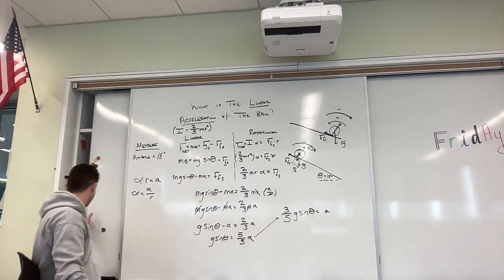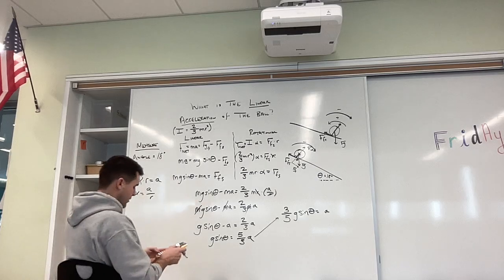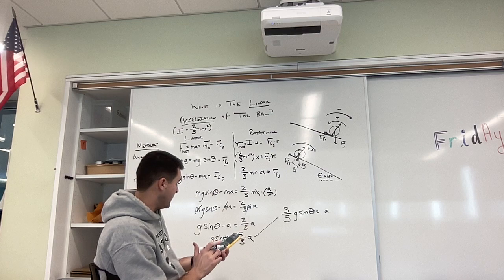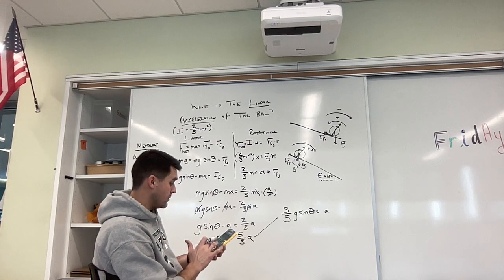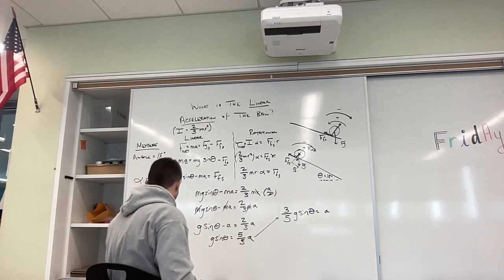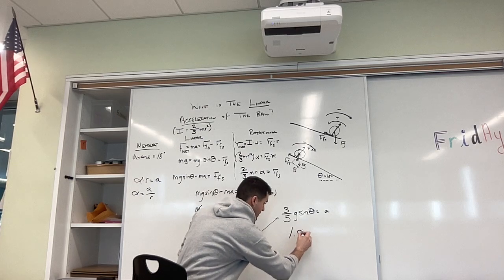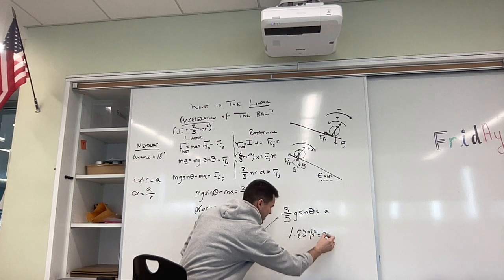Do I know what that is? I certainly don't. So I'm going to have to grab my calculator over here, make sure my calculator is in degree mode, and do 3/5 times 9.8, which is g, times the sine of 18 degrees, which is the angle of the ramp, and I'm in degree mode. My answer ends up being 1.82. 1.82 meters per second squared is equal to my linear acceleration.